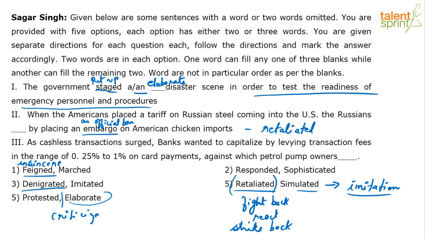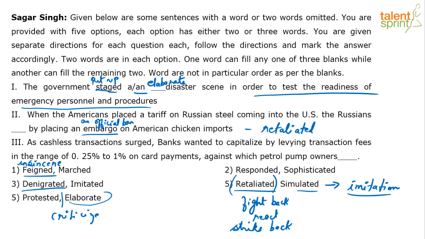Third one, as cashless transactions surged, banks wanted to capitalize by levying transaction fees in the range of 0.25% to 1% on card payments, against which petrol pump owners, what do? They could have either retaliated or protested. So we'll have to look at what's the closest one in the context, right? What can be the closest one that can fit in the context?